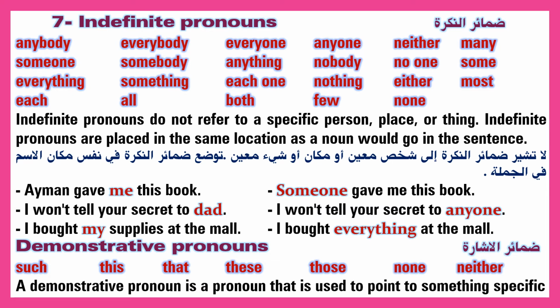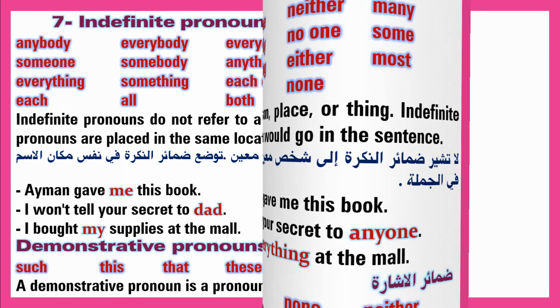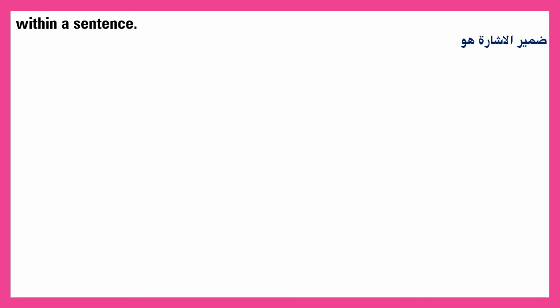8. Demonstrative pronouns. Such, this, that, these, those, none, neither. A demonstrative pronoun is a pronoun that is used to point to something specific within a sentence. I can't believe this.